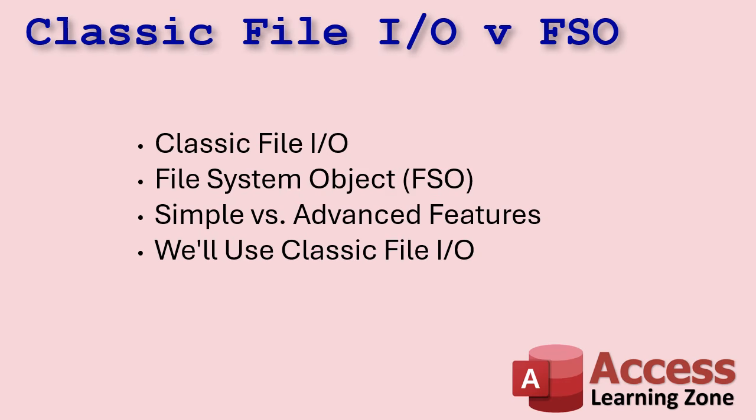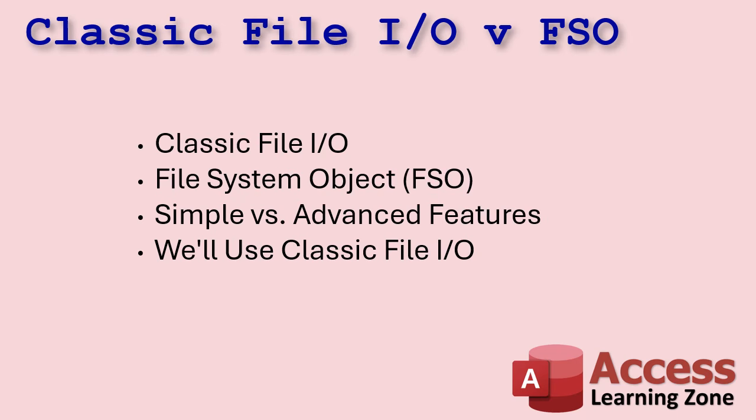There's a newer thing called the File System Object, or FSO. It's a more modern approach. It gives you access to advanced file and folder features, like checking whether a file exists, getting its size, reading folder contents, lots more. It uses objects, so the code's a little more involved, but it's very powerful.